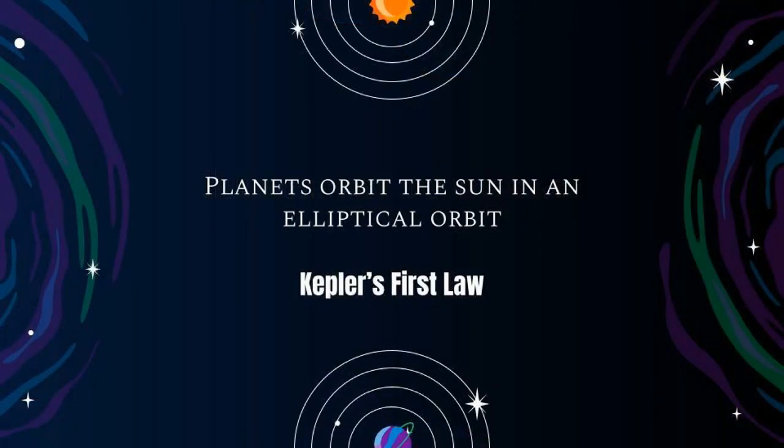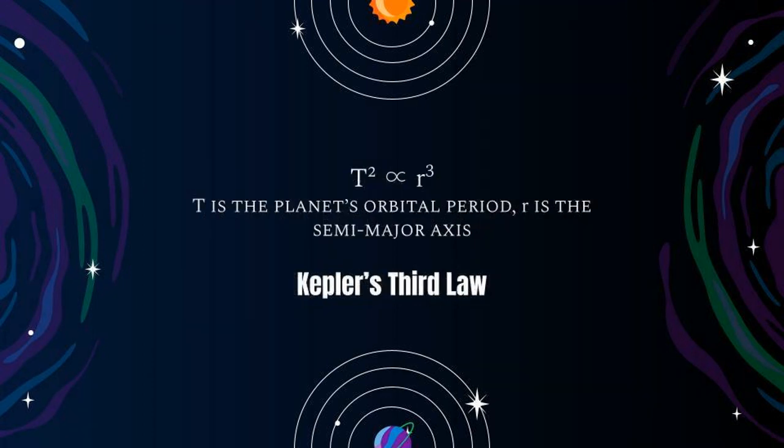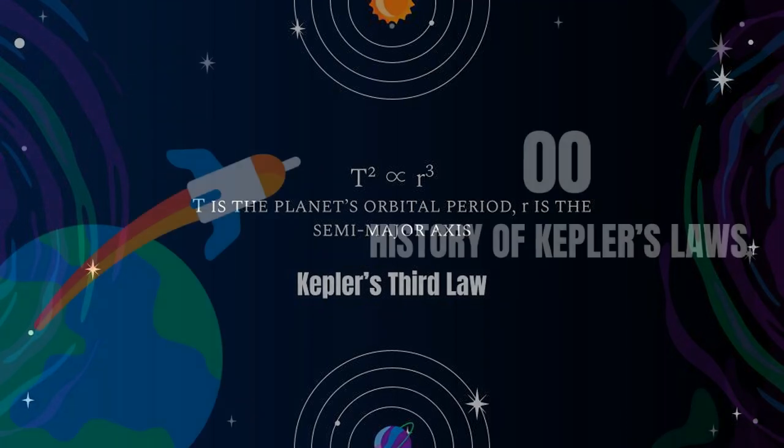The first law states that planets orbit the Sun in the shape of an elliptical orbit. The second law states that a planet will cover equal areas of space in equal time periods. The third law states that a planet's orbital period squared is proportional to the size of its semi-major axis cubed.